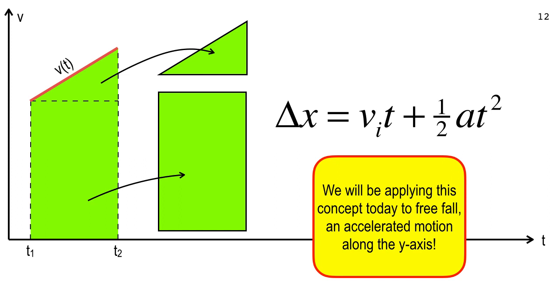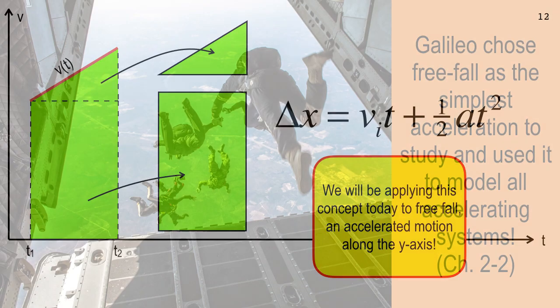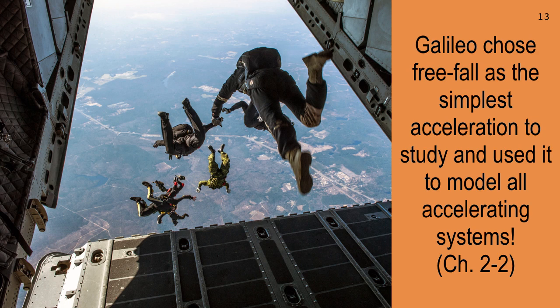Now, those of you that have had calculus, you may recognize derivatives and integrals. And yeah, that's definitely happening here. But for us, if we're not thinking about calculus, let's just think about distance triangle and distance rectangle. That's perfectly fine. And here's my note to you from chapter 2-2. Galileo chose free fall as the simplest acceleration to study. And it's definitely useful for any acceleration because any, like the curved velocity graph, you can break that down.